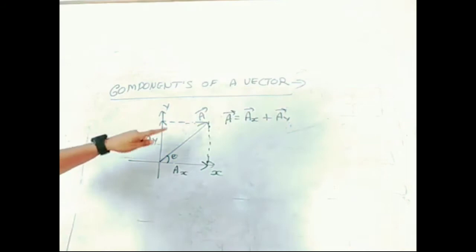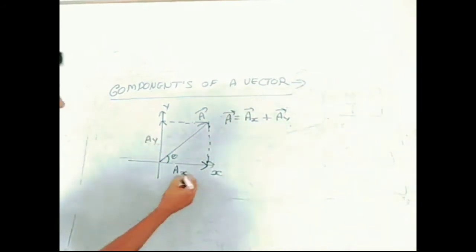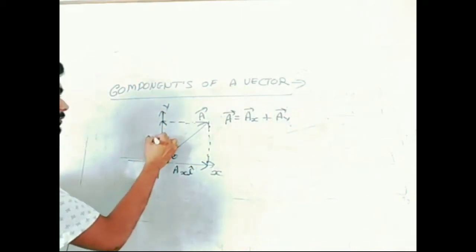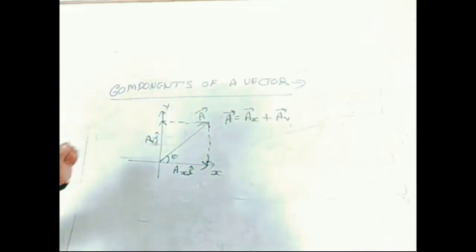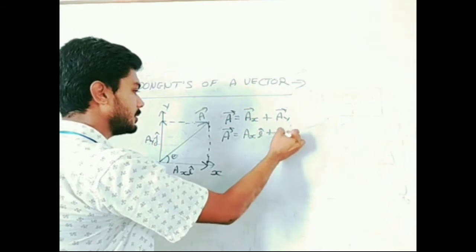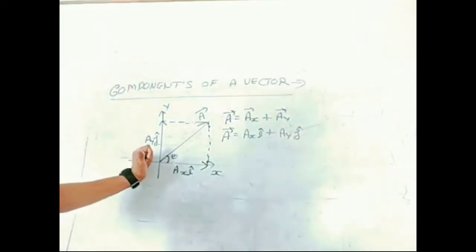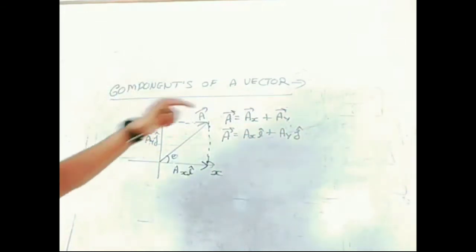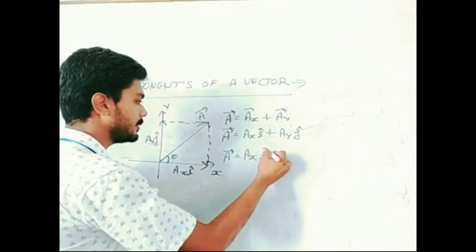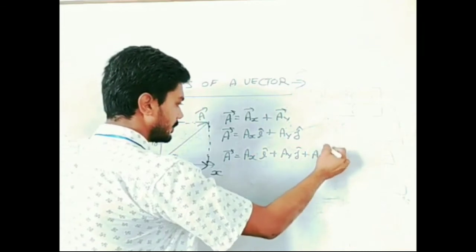And students, if you want to write it in the form of i cap and j cap, we know that along the x-axis we multiply i cap, and along the y-axis we multiply j cap. Then vector A is equal to ax i cap plus ay j cap. Suppose there is another component along the z-axis, then you will write vector A is equal to ax i cap plus ay j cap plus az k cap.